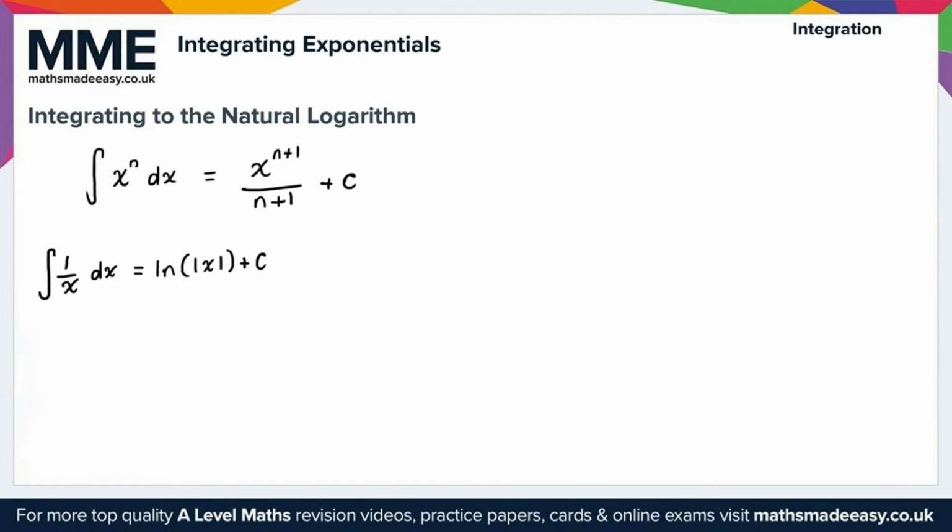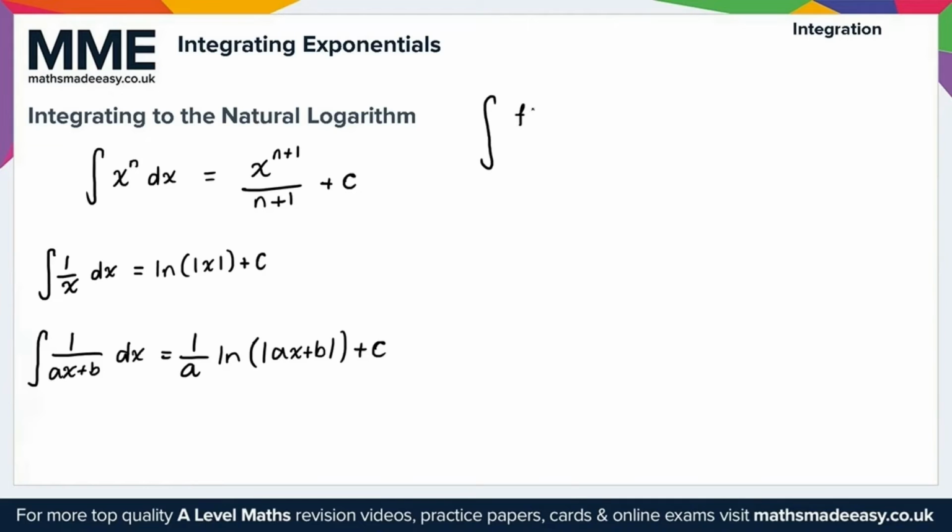This rule also comes in two other forms. If we integrate 1 over ax plus b with respect to x, then this is equal to 1 over a times the natural logarithm of the absolute value of the denominator, ax plus b. Again, if we had no limits, we do need our constant of integration, our plus c. And if we have something that looks like the integral of f prime of x over f of x with respect to x, this is equal to the natural logarithm of the absolute value of our denominator, f of x, and again we still include our constant of integration.